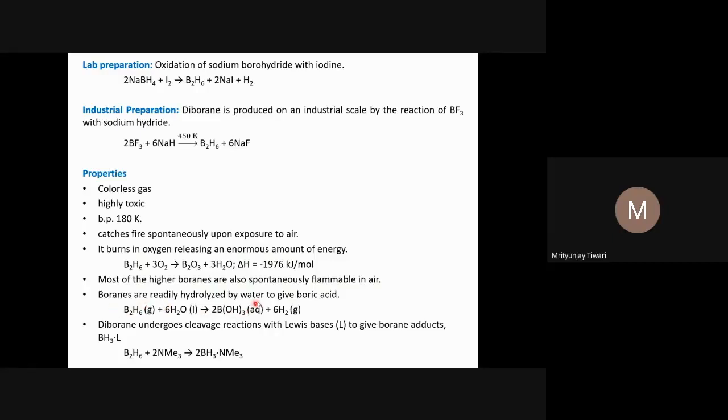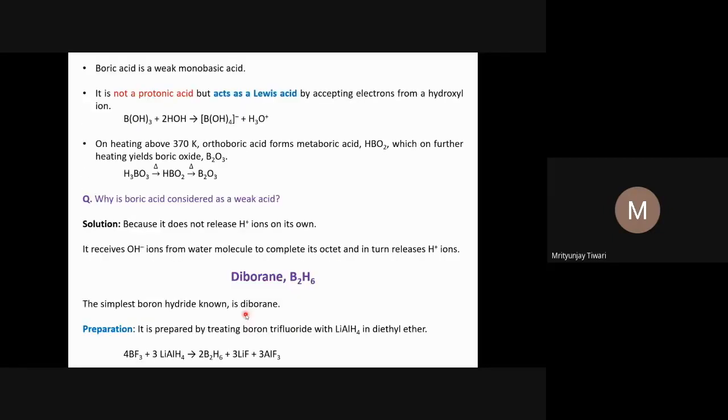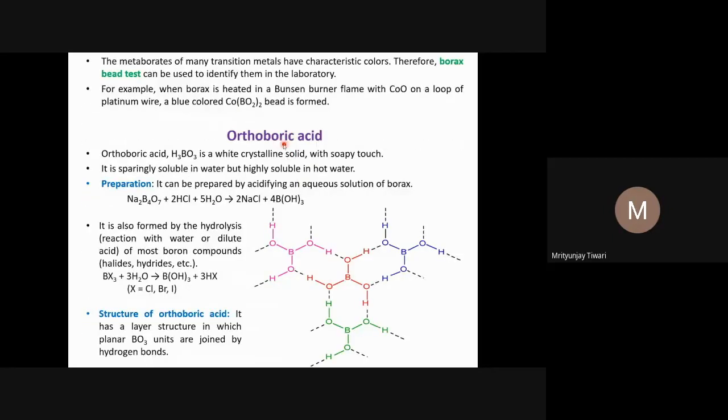So boranes are readily hydrolyzed by water to give boric acid, and as I said earlier, the preparation of boric acid can be made by hydrolysis of boron hydride, and see, the diboranes are the boron hydride. So diboron hydride B2H6, when it is hydrolyzed with 6H2O, forms B(OH)3 aqueous plus 6H2. The hydrogen gas will be released in this case, and we see the formation of the orthoboric acid or the boric acid. B(OH)3 is the boric acid or the orthoboric acid.